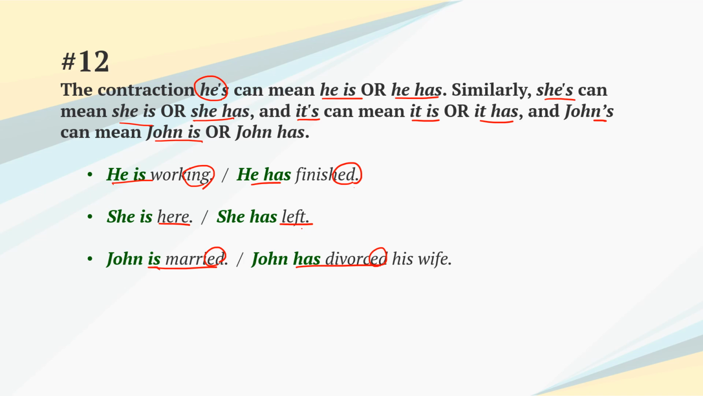So the difference is he is with ing, he has with a past participle. She is with an adverb, she is, and then with a past participle, she has. John is married, a past participle functioning as an adjective. John has divorced, just a past participle.